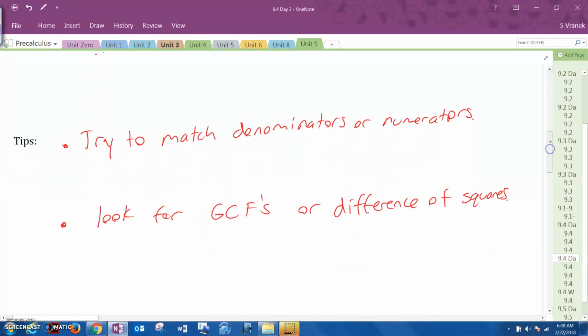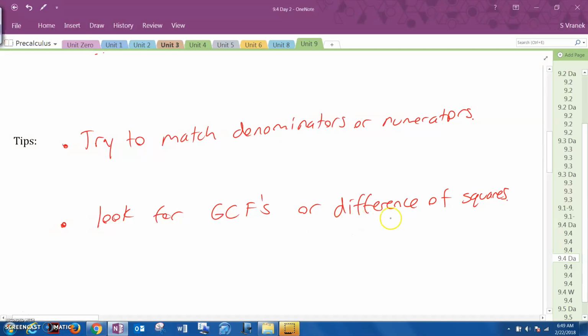So the thing is, again, you're going to try to match denominators or numerators on each side of the fraction. So if you want to pause the screen and write that down, you can. The other thing you need to remember is look for either factoring abilities. So look for GCFs that you can pull out. Look for difference of squares.